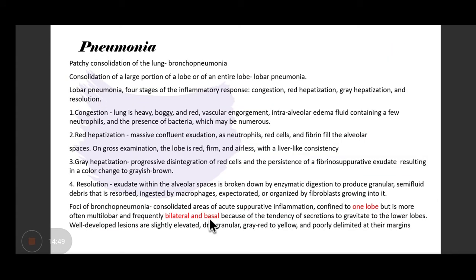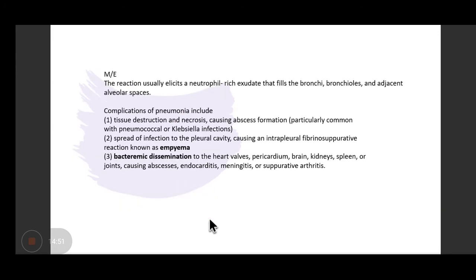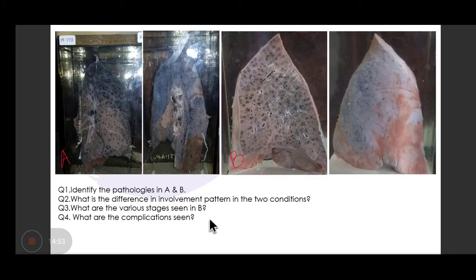Now coming on to pneumonia. So your pneumonia, the slide is not there. It doesn't come in the exam, but the gross counts. So these are two specimens of pneumonia. So firstly, you will be asked, how do you classify pneumonia? They will ask what is the difference between lobar and lobular. Here there are two specimens, A and B. So A is lobar and this is lobular.